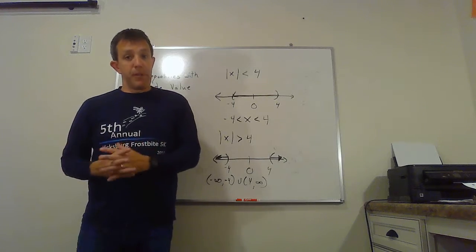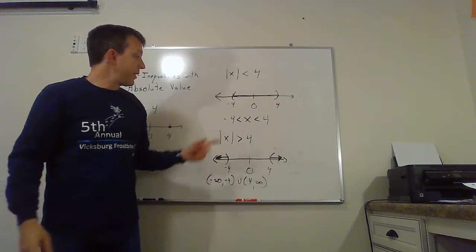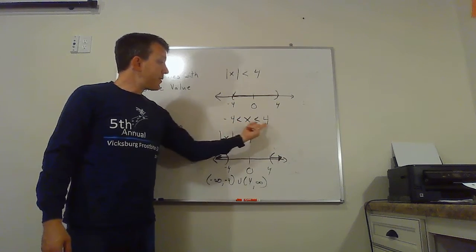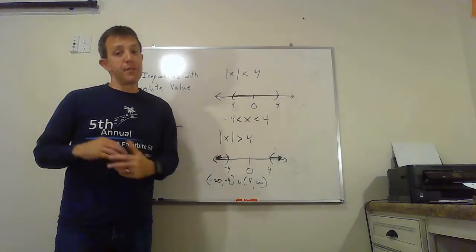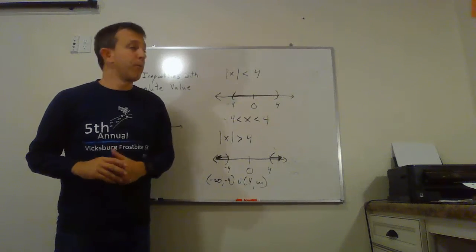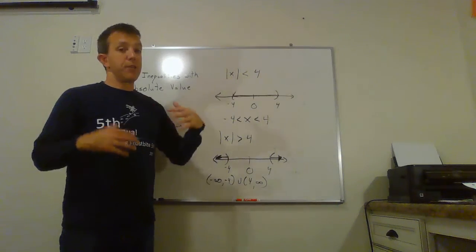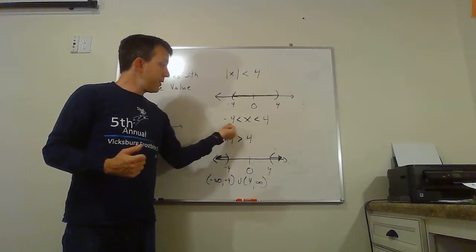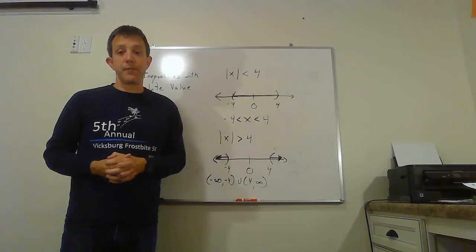This is one of those compound inequalities that we looked at a couple of sections ago. And so we can see that x ends up sandwiched in between negative 4 and positive 4. And that's going to be really important going forward. Anytime we have an absolute value less than a number, the stuff on the inside is going to be sandwiched in between those two things.